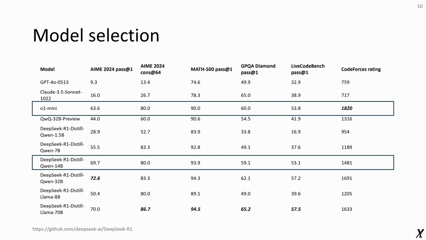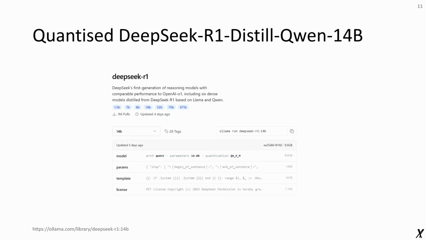I used the benchmark data provided by DeepSeek to decide which model size to download. The DeepSeek R1 Distill Qwen 14B stood out to me as it struck a great balance between performance and memory requirements, with performance comparable to the o1-mini model. The default 14B version provided by Ollama is 4-bit quantized, with a download size of 9 GB. This makes it a perfect fit for the Intel Arc B580 GPU, which has 12 GB of memory.